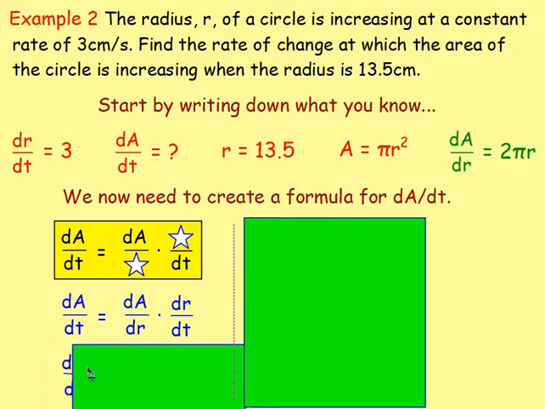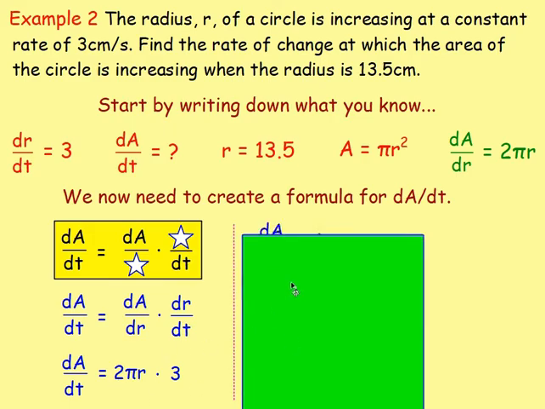See if you can put in enough information here in order to answer the question. So dA by dr, do we know what that is? Well, yes, we do. We know that is 2 pi r, so we can replace that with 2 pi r. dr by dt, do we know what that is? Well, yes, we do. We know that's 3, so we can replace that with 3. After that, tidy that up, so that'll just give you 6 pi r.